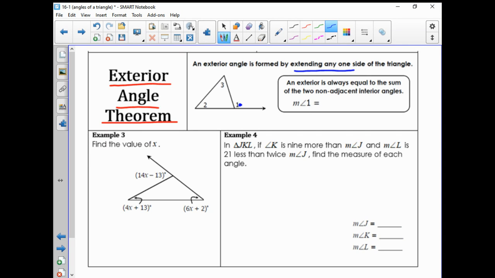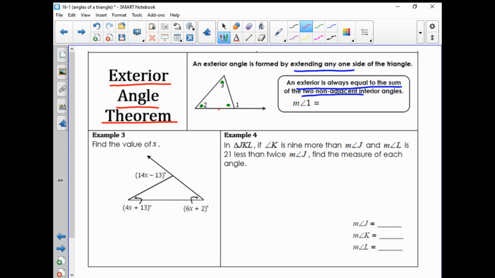That exterior angle is always equal to the sum of the two non-adjacent angles. This is our adjacent one right here. It's not that one, but it's equal to the sum of these two angles added together. Here's why. In just a little nutshell, we just learned that if you add all three of these angles together, you get 180 degrees.